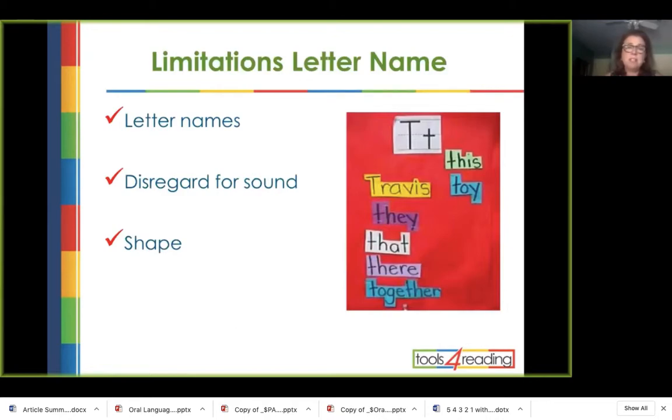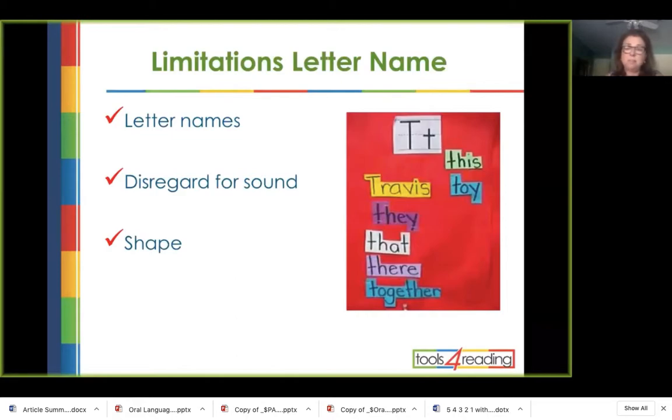Again, we tend to use letter names, as I've just said. We have a disregard for sound. And oftentimes, we even move into helping our students identify things by shape. And so you see these nice words on this word wall, and the teacher has cut out the shapes, which is fine, but that's not a strategy for learning to read. If I relied on shape to help me figure out how to read, I would be in real trouble. So that's not going to help me at all.